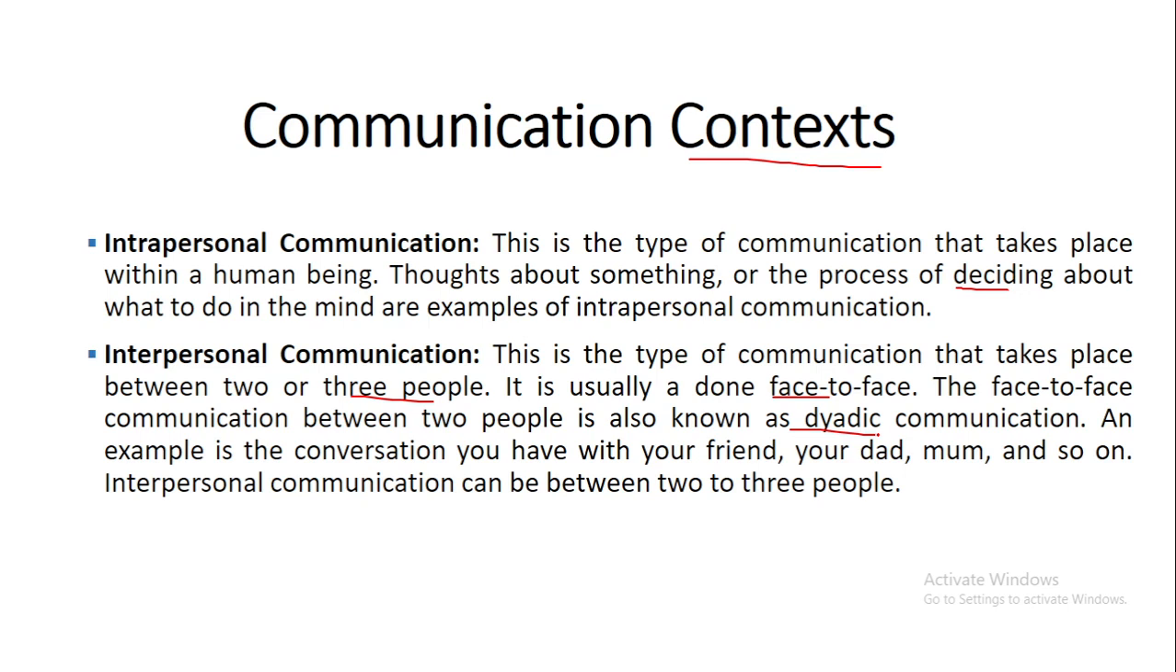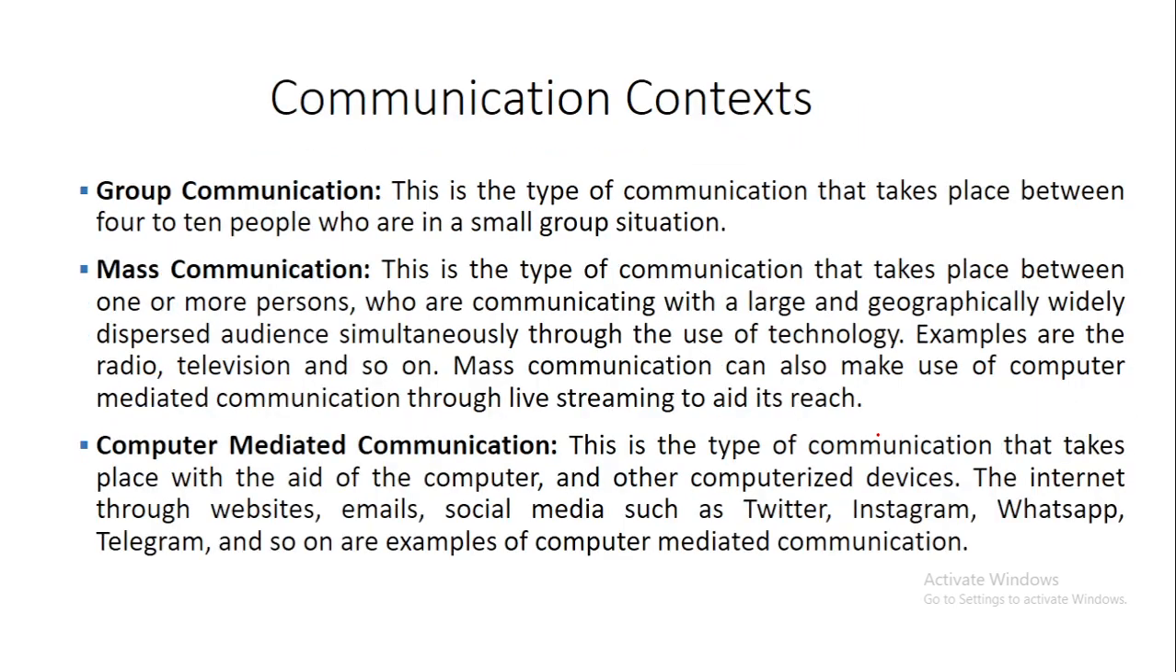Now, interpersonal communication can be between 2 to 3 people. It can be a group. You can say a group conversation, a group discussion. So that all comes in the interpersonal communication. Now then we have the group communication. This is the type of communication that takes place between 4 to 10 people who are in a small group situation. When the people are sitting in a group in a limited space, and they all are communicating with each other. Everybody is participating, and everybody is sharing some thoughts about an agenda, or about a topic, or about some issue that is under discussion or under debate. So that kind of communication is called group communication.